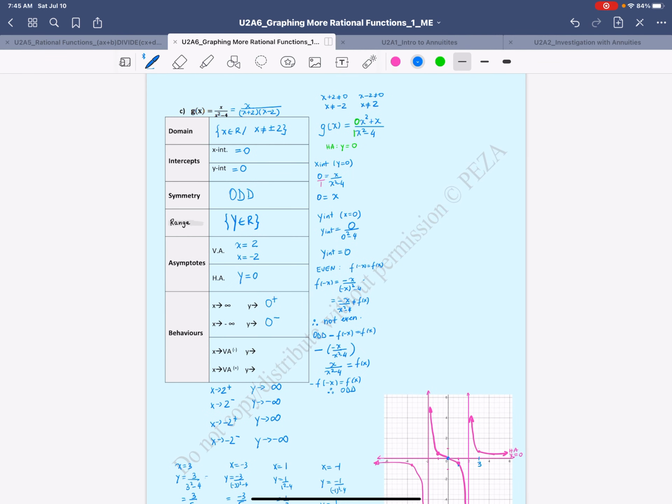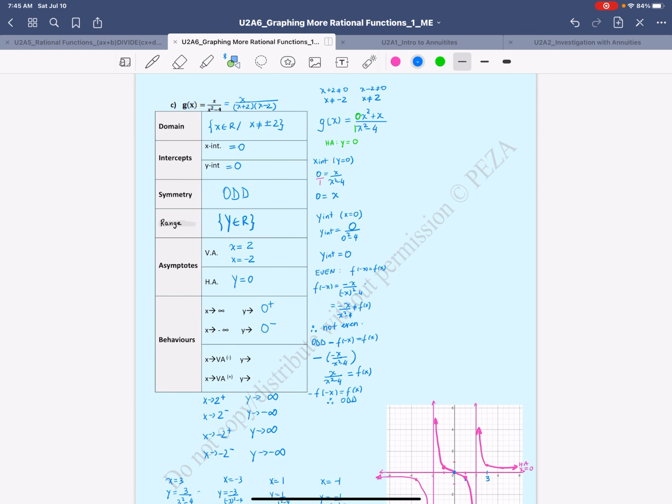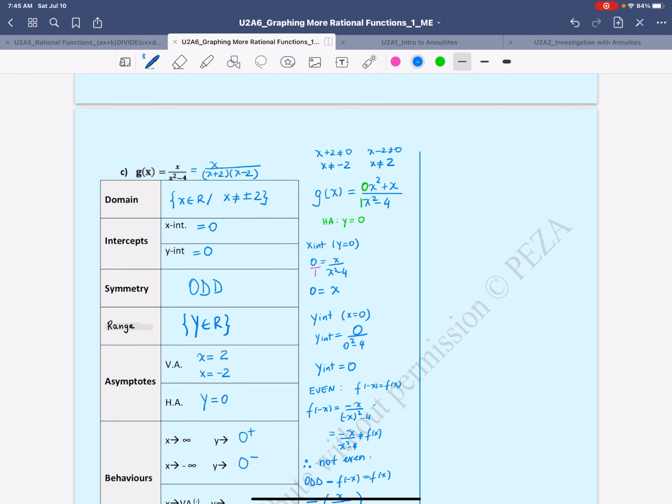Now, I want to show you another method, a more sophisticated way of describing the end behaviors. And that would be by studying the equation. So here we go again. I'm going to create a little bit of room in here. I'll rewrite the equation so I can focus the camera. And we have x over x squared minus 4.